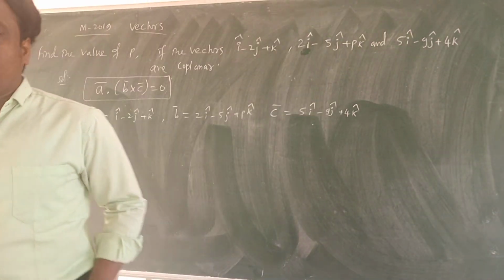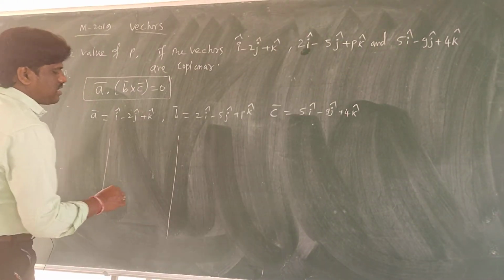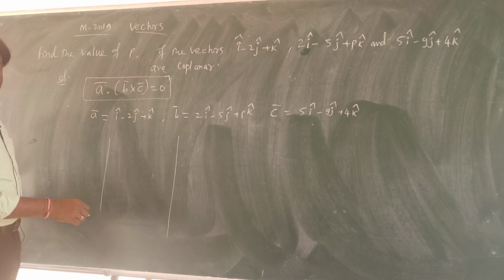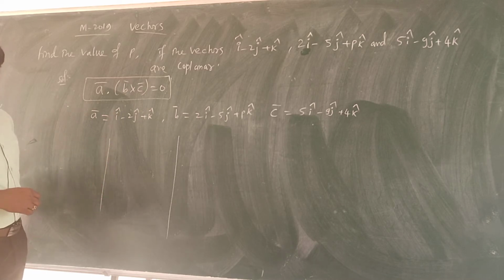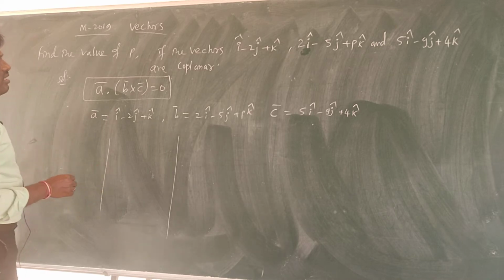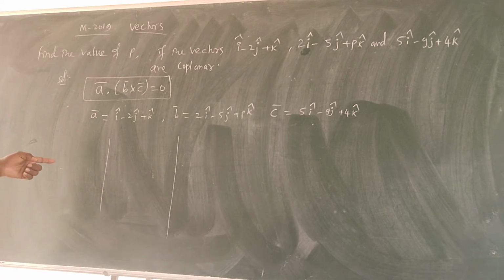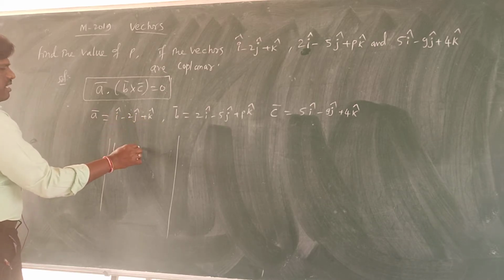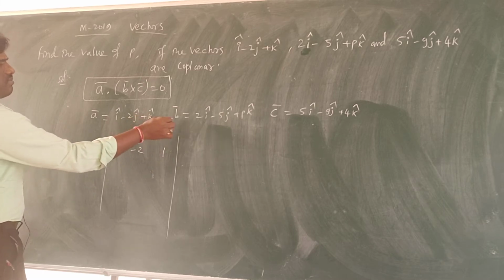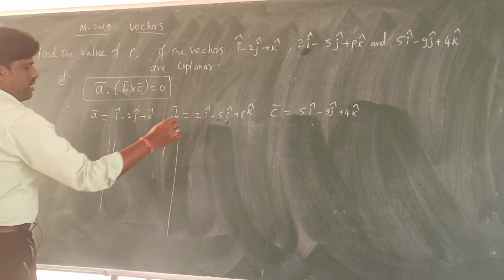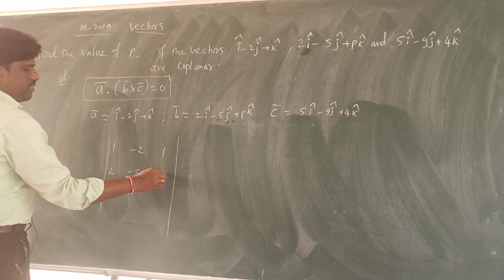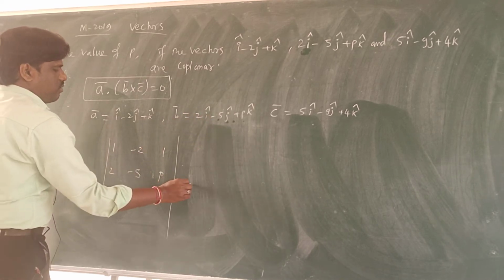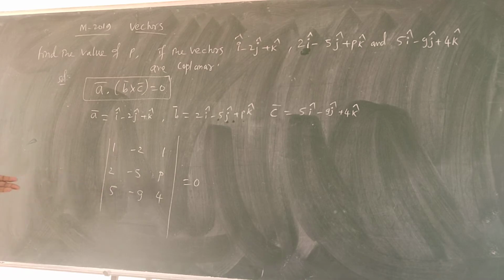So how do we find the box? There is one method, the matrix determinant method. We find A dot B cross C by the determinant method. This is the easiest method. You just take the components of the first vector: 1, minus 2, 1. Then the second vector: 2, minus 5, p. And then 5, minus 9, 4. The determinant is equal to 0. If you apply this, you are going to get the value of p.